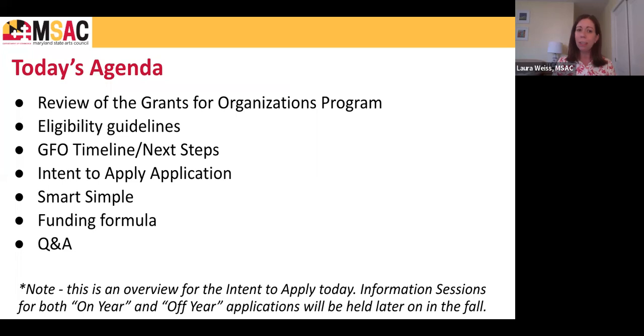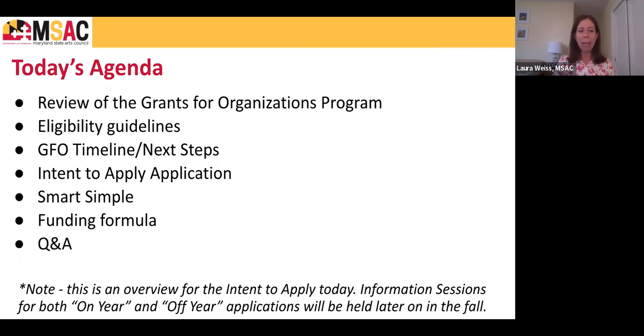We'll take a look at the intent to apply application. We'll walk through Smart Simple, which is our grants platform. We'll talk a bit about the funding formula that is used for the GFO program. And of course, we will have plenty of time for questions and answers at the end.